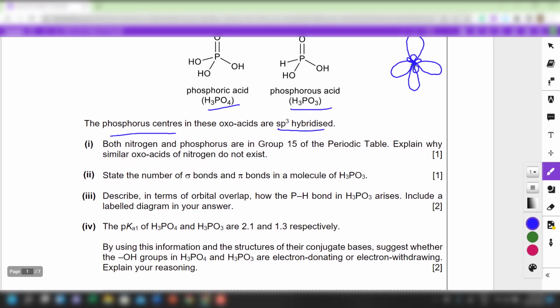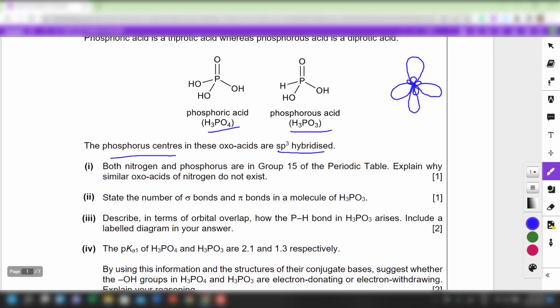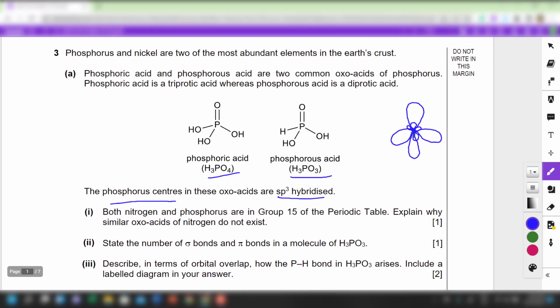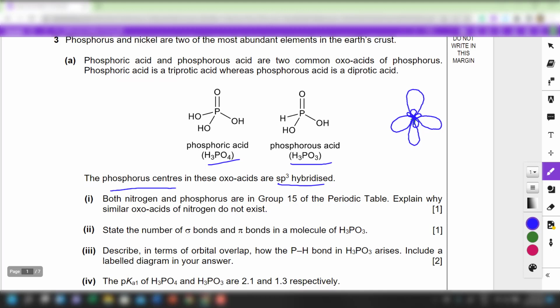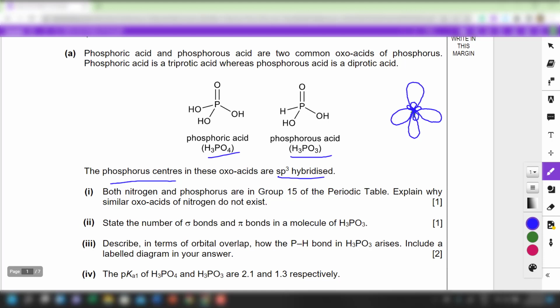So for A part 1, you are being told that both nitrogen and phosphorus are in group 15 of the periodic table. You were asked why similar oxo acids of nitrogen do not exist. Similar here means: why is it that I do not get H3NO4 or H3NO3? The reason obviously is that nitrogen, being in period 2, is not able to expand its octet. I think a lot of you wrote that nitrogen cannot expand its octet.